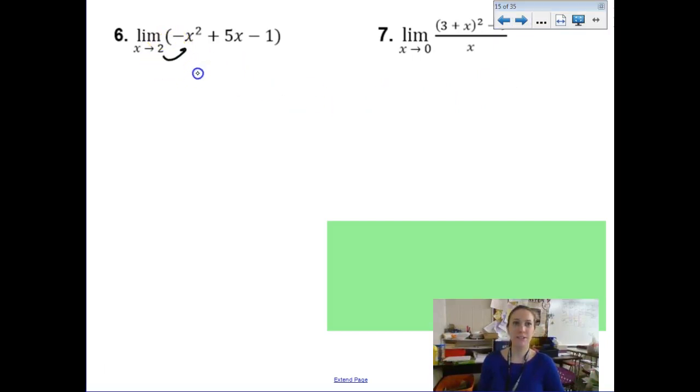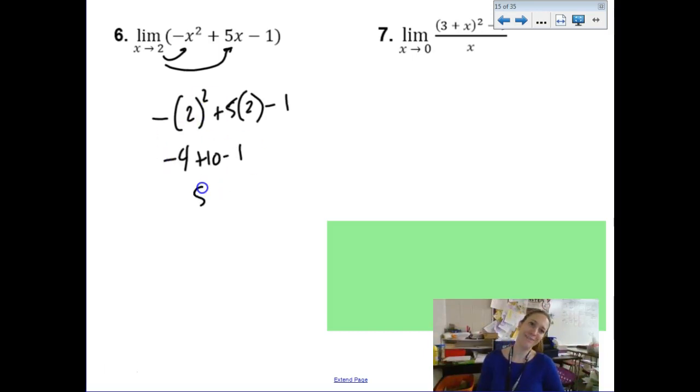Polynomial, just plug it in. Just be careful with parentheses, please. So we have negative and then a 2 squared. You're not squaring the negative coefficient. Plus 5 times 2 minus 1. So -4 plus 10 minus 1 is 5. I can't see that. Let's move. There we go.